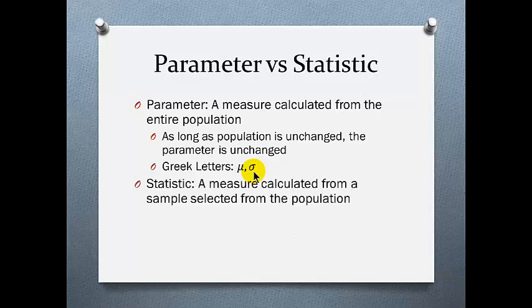Now, a statistic is a measure that is calculated from a sample that is selected from the population. What's different about this is that the value can change based on which sample is selected. If we're talking about the United States, and I take a sample from the state of Washington, I'm going to get a different average age than a sample in the state of Missouri. Different samples are going to reveal different statistics. The parameter about the whole population, though, will always remain unchanged.